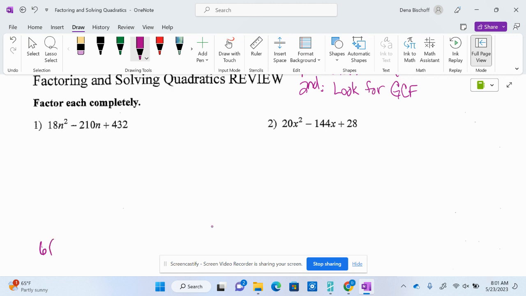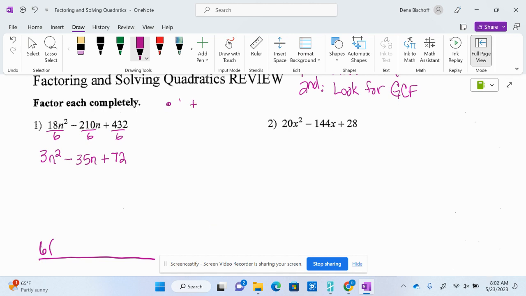So I'm going to put the 6 down here and draw an answer blank because I don't want to forget about it. Sometimes when I take out a greatest common factor, I forget what it was. So 18 divided by 6, that's 3. So I have 3n squared. Negative 210 divided by 6, well, that was negative 35n. And 432 divided by 6 is a positive 72.